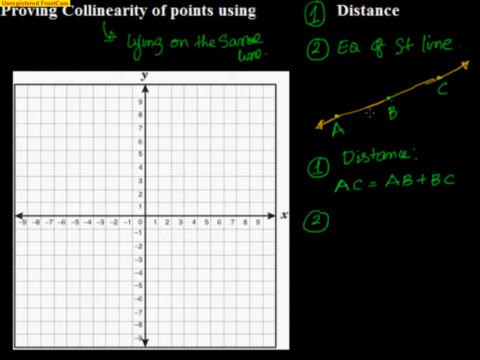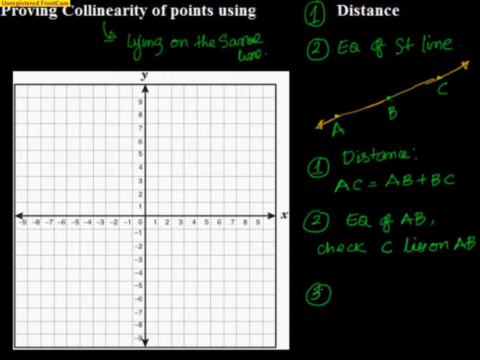You know points A and B, so you can create the equation of AB. That is the second way. Once you get the equation of line AB, you can check whether C satisfies the line AB, that is, check whether point C lies on AB or not. That's one way of doing it.